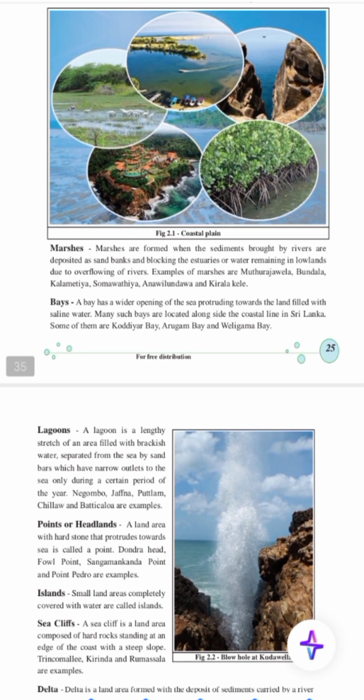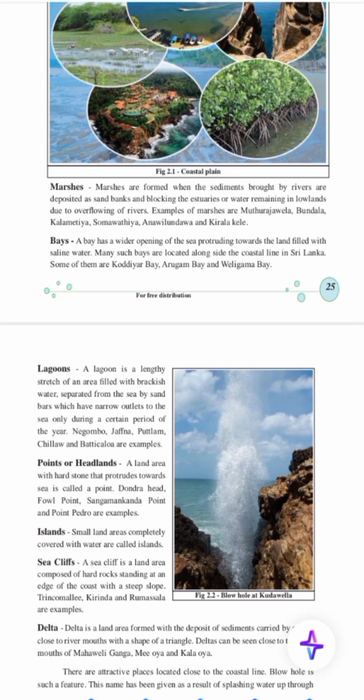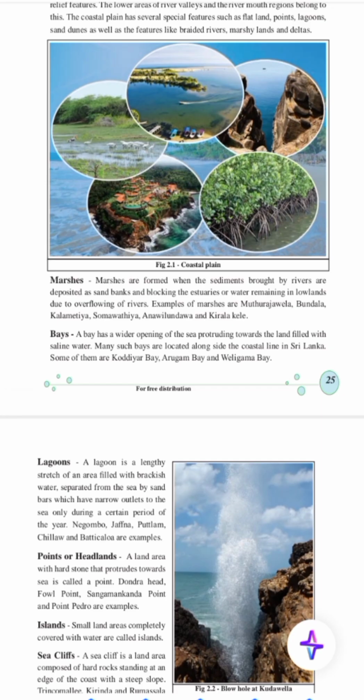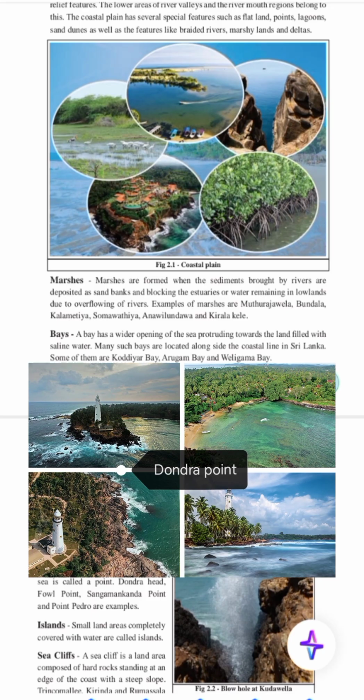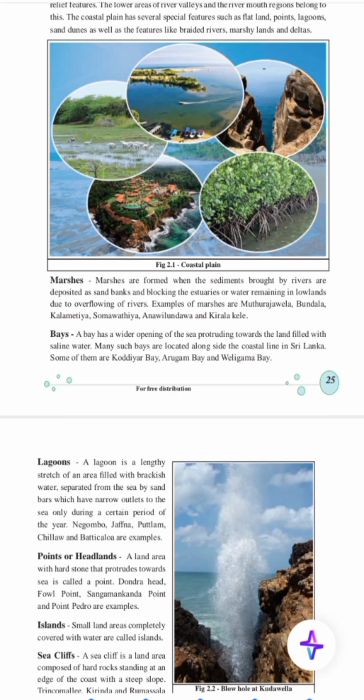Marshes. Marshes are formed when sediments brought by the rivers are deposited as sandbanks, blocking the estuaries, with water remaining in lowlands due to the overflowing of rivers. Examples of marshes are Muthurajavila, Bundala, Kalamatiya, Somavatiya, Anavilundava and Kerala Kale. Marshy lands, as I said already, we call Vagurubin, like the wetlands. When rivers are connecting to the sea, they bring sediments like sands, and then that area is very wet. We are calling it a marshy land.